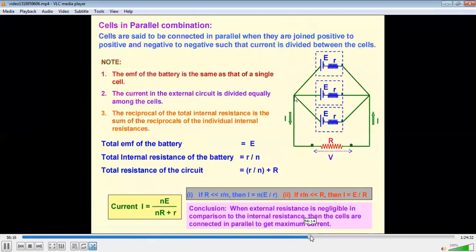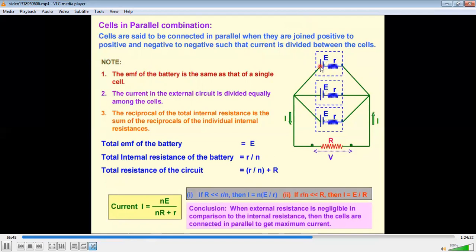Now, cells in parallel combination. Cells are said to be connected in parallel when they are joined positive to positive and negative to negative such that current is divided between the cells. So there are three cells, with the first terminal of each cell connected to one point, and the second terminal of each cell connected to another point. The potential difference is the same, but the electric current is not the same.